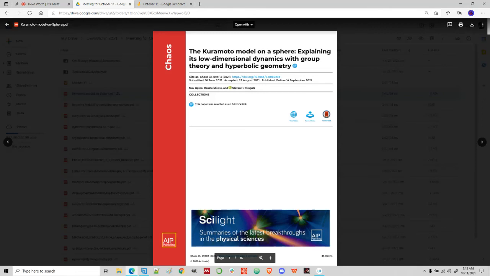It's about creating a Kuramoto model on a sphere. This is Steve Strogatz, who's a big name in complexity theory, Renato Mirollo, and Max Lipton. This was in the journal Chaos. Kuramoto models are models of synchronized oscillators. You might have an oscillator for neural activity, or something like a firefly that's flashing.